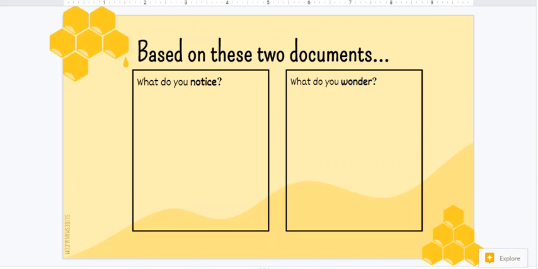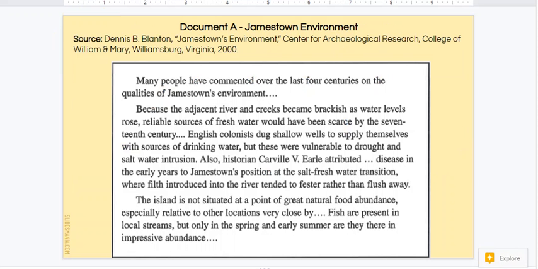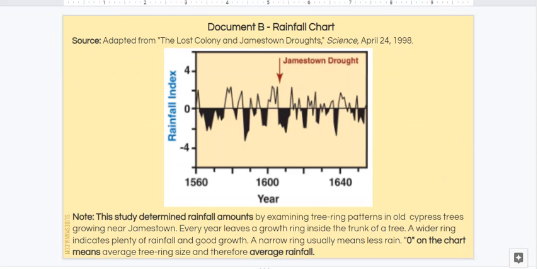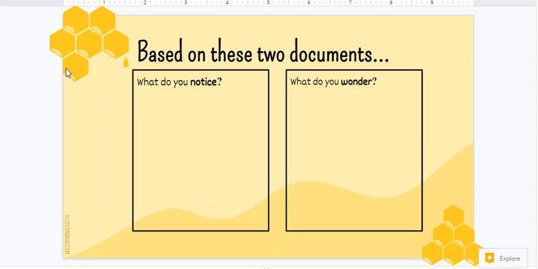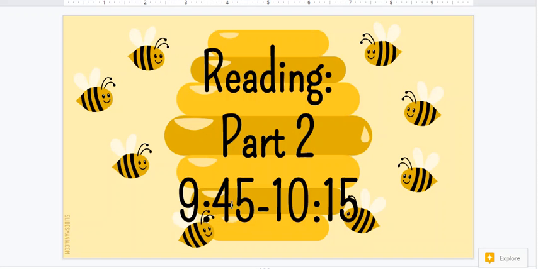Okay, so if you'd like to go back and take a look at those documents after watching this video, you may. They're right here. And then the next slide says, based on these two documents, what do you notice and what do you wonder? So you're going to click in this box and type in something that you notice from these two documents and something that you wonder. And then you will move on to reading part 2.